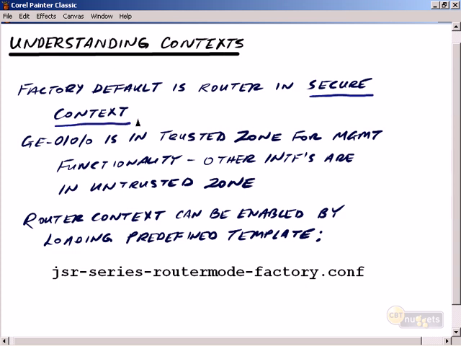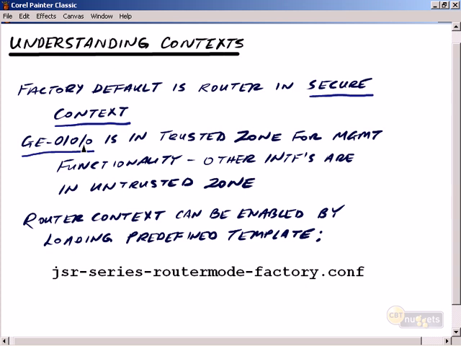You've got a trusted zone and an untrusted zone, and the only interface that's in the trusted zone by default is ge-0/0/0. It's in the trusted zone for management functionality. All the other interfaces by default are in an untrusted zone. So right now, I can connect on ge-0/0/0 from my management station. I can ping on that interface to my management station, but that's it.